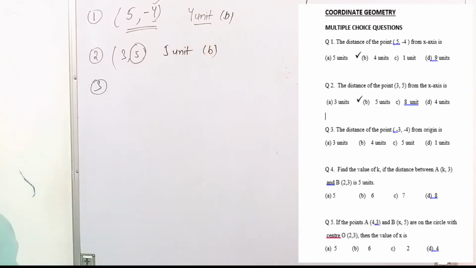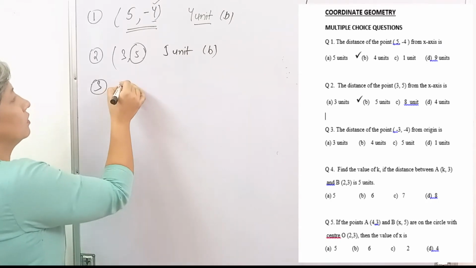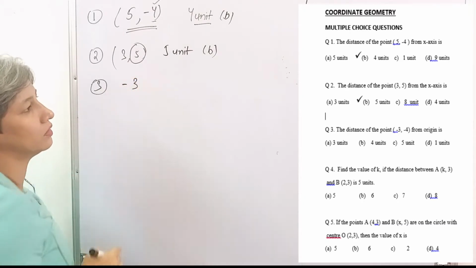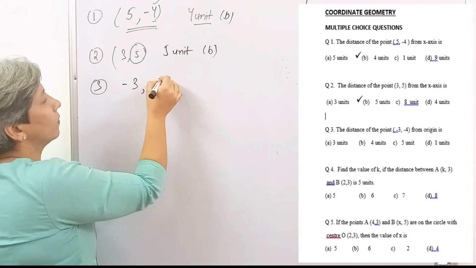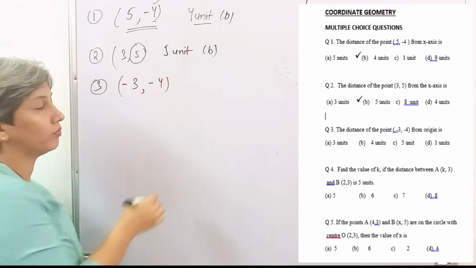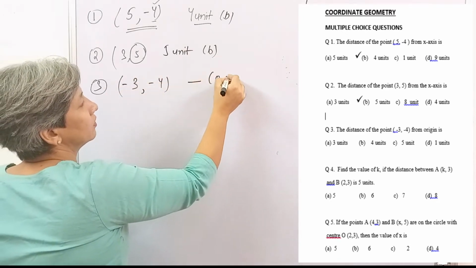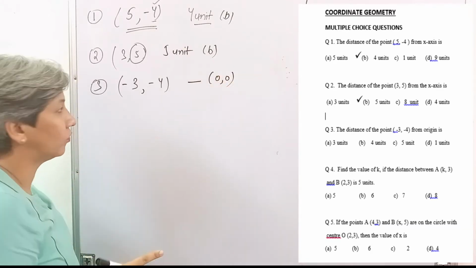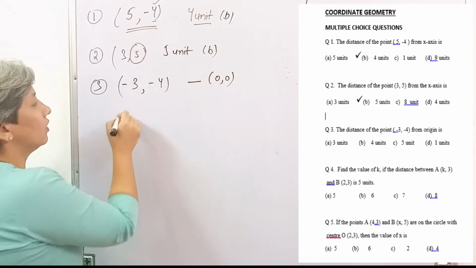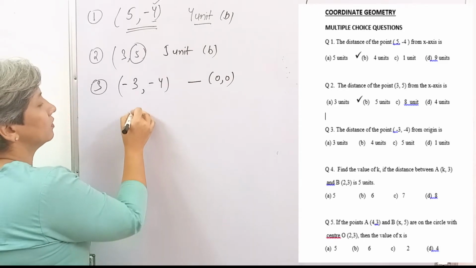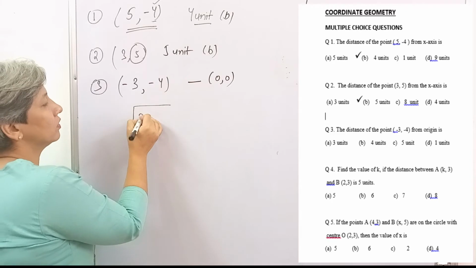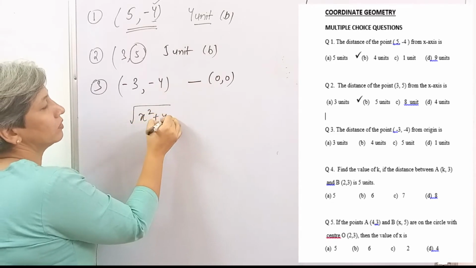Now let's see what's the third question all about. The distance of the point (-3, -4) from the origin, -3 and -4, from the origin (0, 0). So for that also we have 1A. So we know our formula 1A, which says distance of any point from its origin is the square root of x square plus y square.